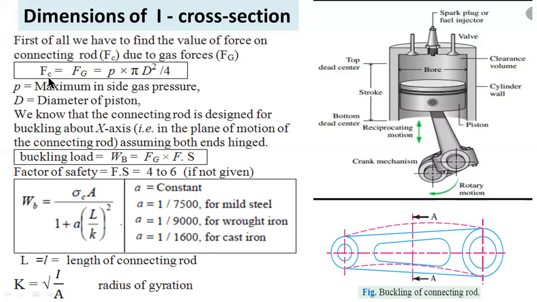So Fc, the force acting on the connecting rod, is equal to the force acting on the piston pin due to gas forces, which is equal to the maximum inside gas pressure into pi by 4 d square. Pi by 4 d square is the cross sectional area of the piston, or the cross sectional area of the cylinder. After substituting the values of P and D, you will get the value of force acting on the connecting rod. Capital P is the maximum inside gas pressure, capital D is the diameter of the piston or diameter of the bore.